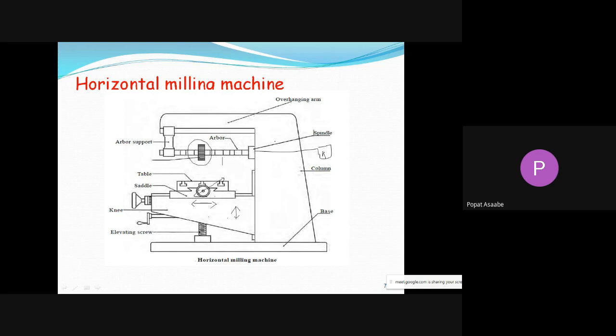Again, it consists of one column. What is the function of that column? In the column we house all the driving mechanisms required to rotate the arbor. That means it consists of the motor, pulleys, and gears. Such driving mechanisms are present in the column. On the face of the column, guideways are provided. With the help of the guideways, the knee moves up and down. This is about the horizontal machine.